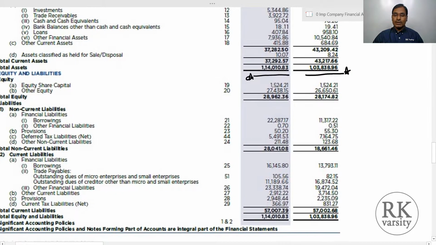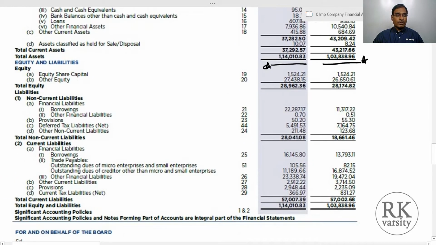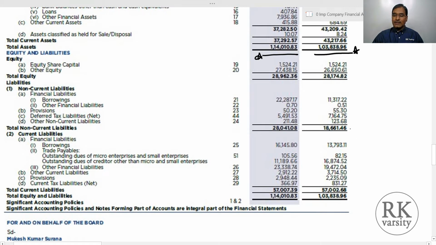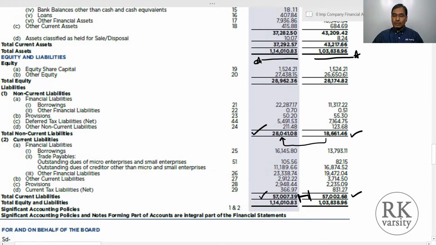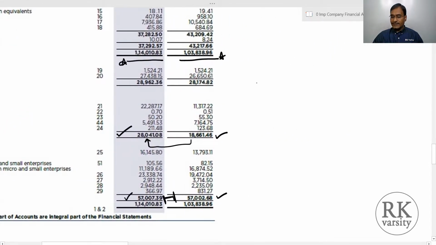You have the total assets here, and coming to the total liabilities, non-current liabilities are 18,661 crore in 2019 and 28,000 crore in 2020. And coming to the total current liabilities, this is 57,000 crore here and 57,000 crore here. So, there is not much change in the current liabilities, but there is a huge change in the non-current liabilities, near about 10,000 crore rupees. So, we'll calculate the debt ratio here, for 2019 and 2020.